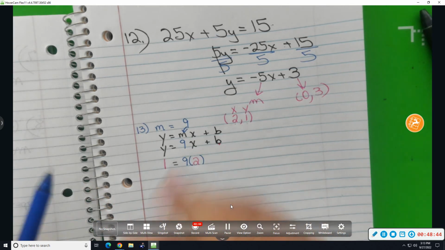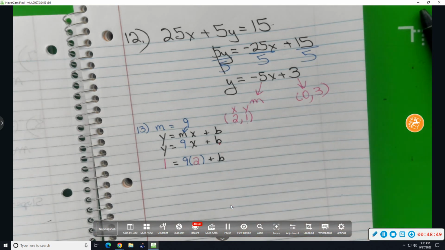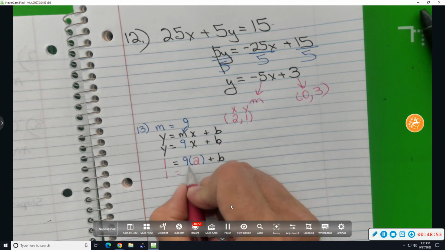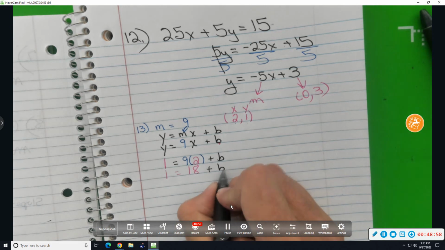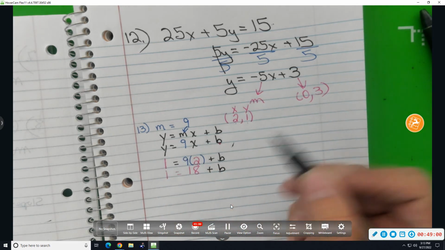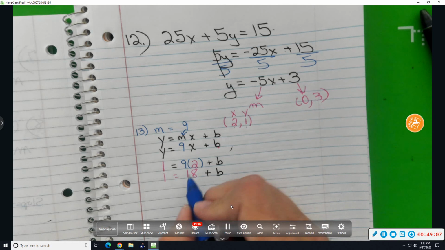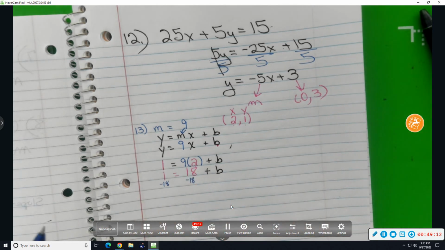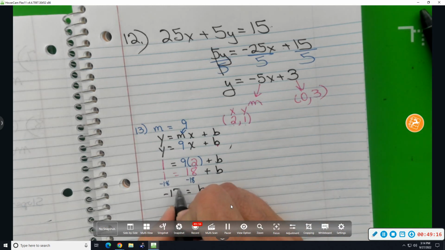So first we multiply the 9 and 2 to get 18, and then minus 2. So we have 1 equals 18 plus b. We've got to figure out b so that we can write the equation. Subtract 18 from both sides to solve for b, and we get b equals negative 17.